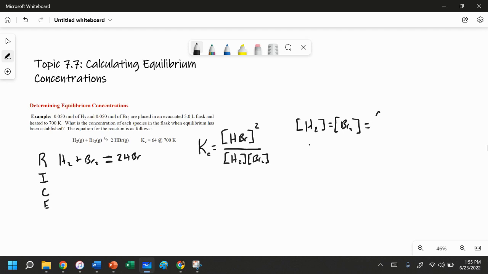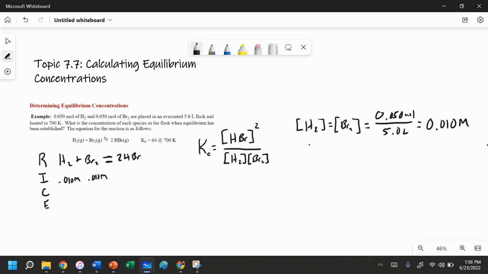So we're going to take our moles, which is 0.050 moles, and we're going to divide it by the volume of the container, which is 5.0 liters. And when you do 0.05 divided by 5, you get 0.010 molar. So our concentration of H2 and Br2 initially, at the beginning of this reaction, is 0.01 molar. So that's what I'm going to plug in for my initial concentration of H2, 0.010 molar, and for Br2, 0.010 molar.